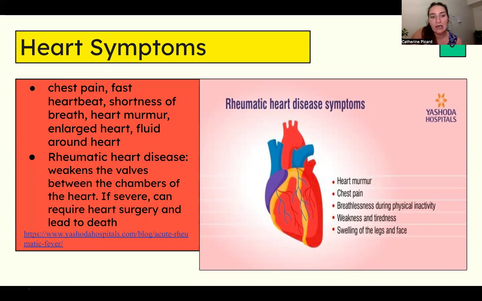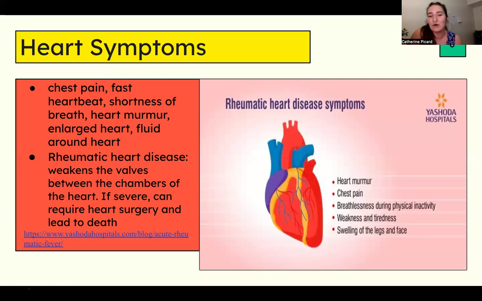Just the greatest things. It can also lead to rheumatic heart disease if it's chronic, more on the chronic side. It weakens the valves between the chambers of the heart. So all the parts that you need to work to pump blood through your body, basically. If it's severe, it will require heart surgery and can even lead to death. So it can get very serious very fast, and it's scary and very important to get treated. And just take your antibiotics.